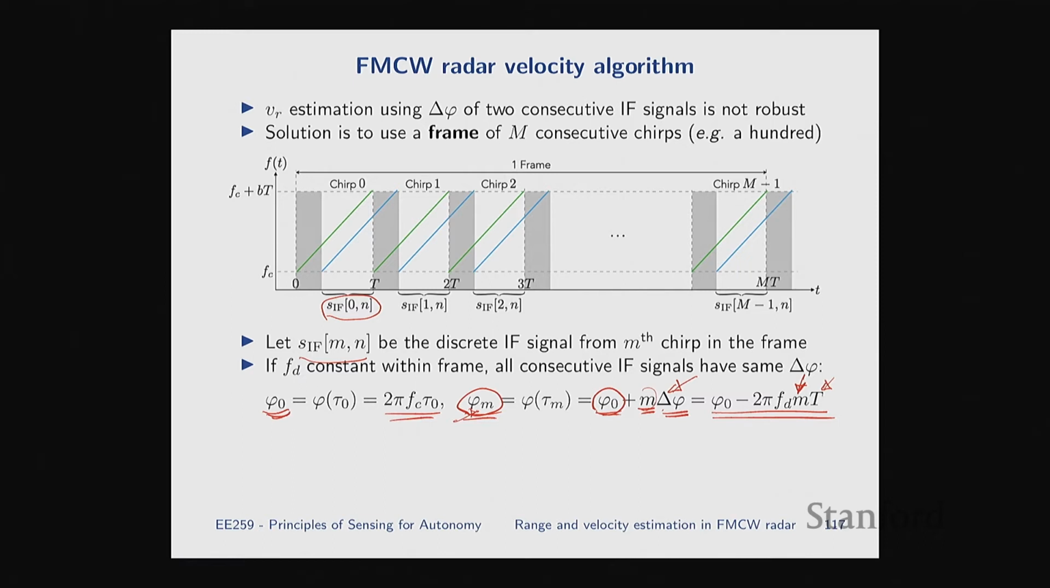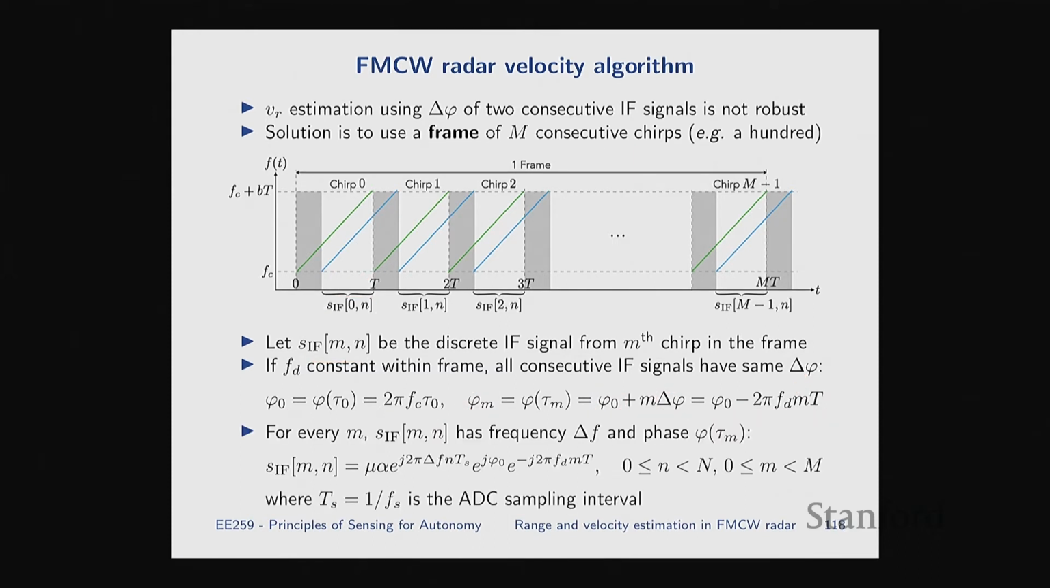It consists of m chirps, and each chirp has a time of t. So a frame time tf is equal to m times t, which is the chirp time. Okay? All right. So what is our new signal model for one full frame?